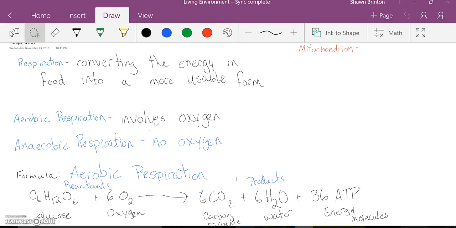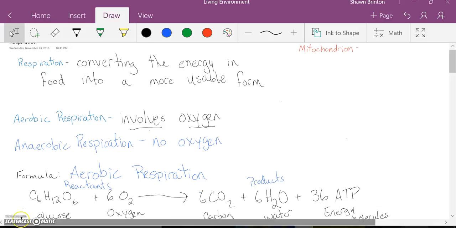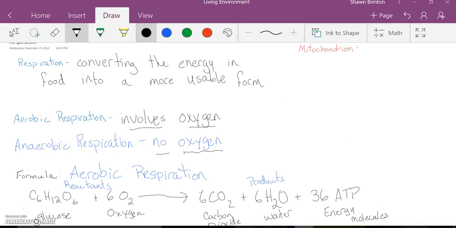First thing I want to do though is talk about aerobic versus anaerobic. We know that aerobic involves oxygen. Okay, so that's the key word there. And anaerobic, of course, is no oxygen. So we're going to focus more on aerobic respiration and then get into a little bit of anaerobic. So let's go for aerobic first, and let's draw a mitochondria over here in this little blank space.